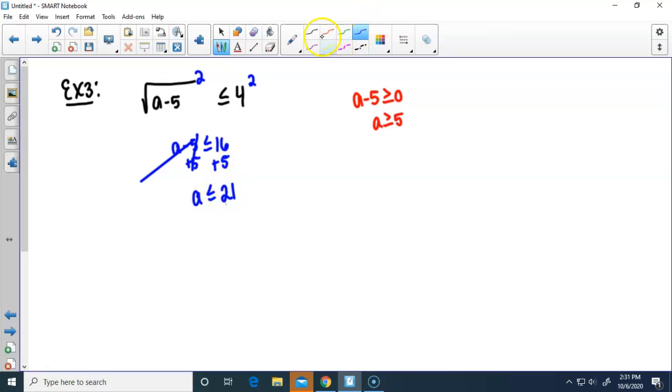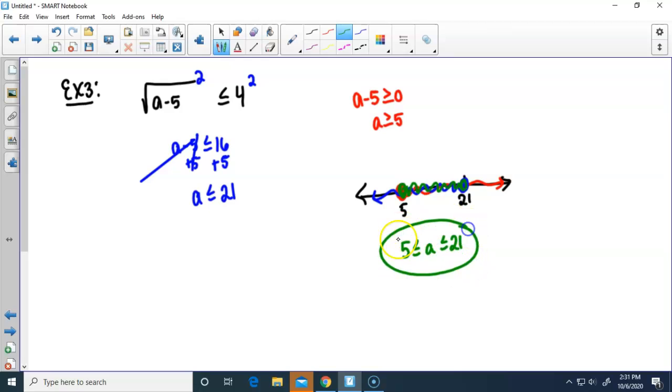And so if we think about our answers here on the number line, we've got 5, we've got 21, and for our domain, a has to be greater than or equal to 5. But for our answer, for our solution, we get a is less than or equal to 21. And so that overlap we can see happens right there between those two values. So we would write our answer as 5 less than or equal to a less than or equal to 21.